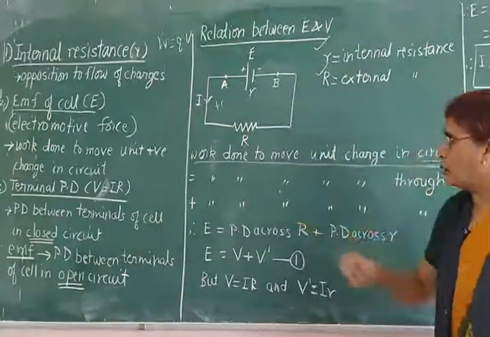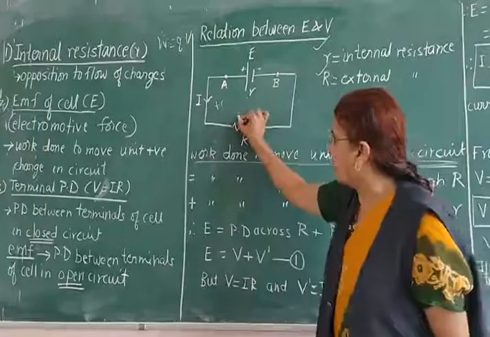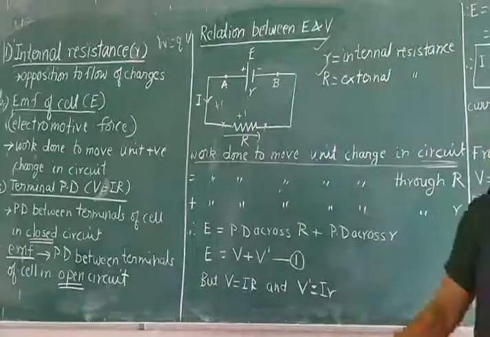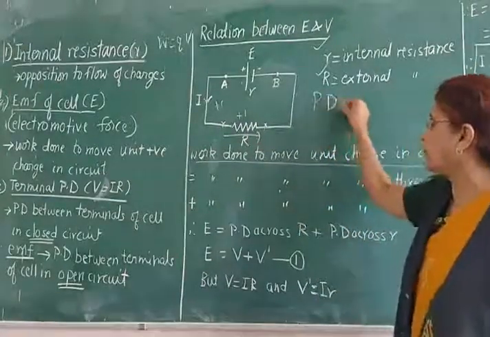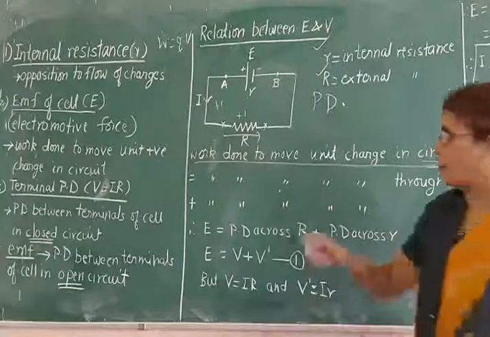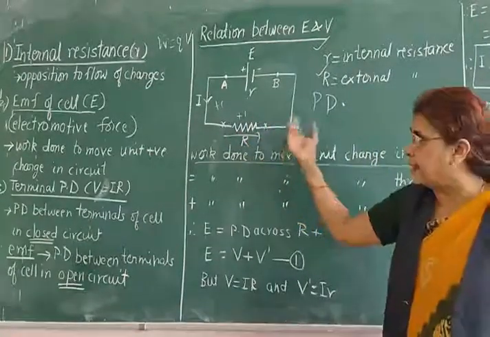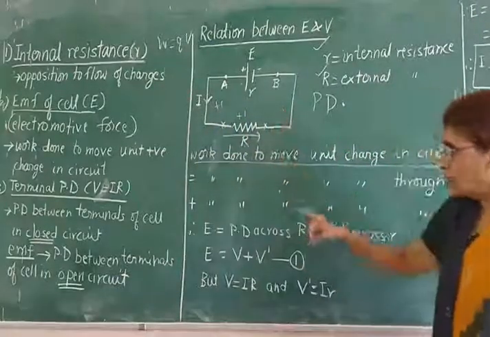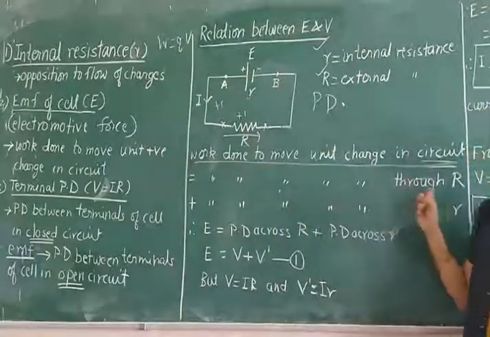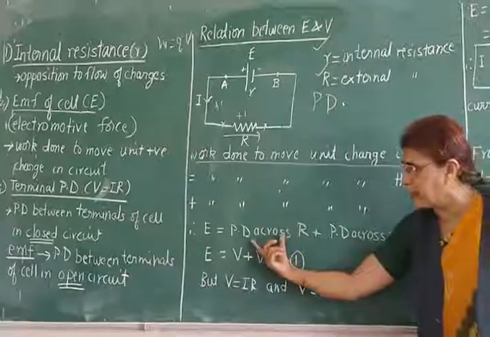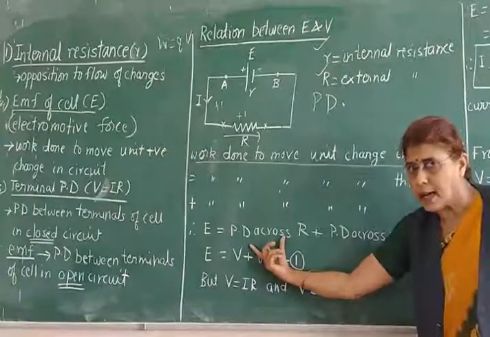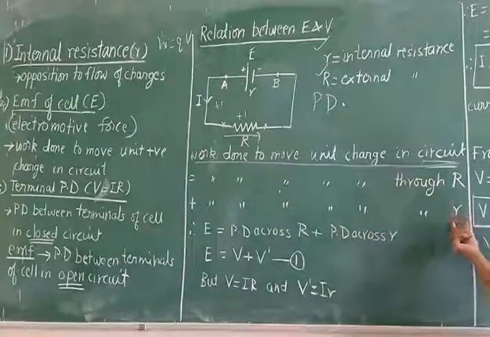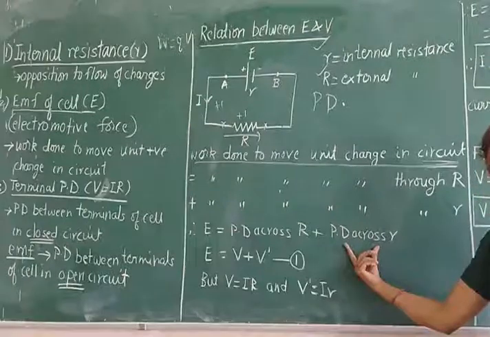Now, work done to move unit charge through R. Suppose plus 1 coulomb of charge you are moving from this point to this point. So by definition, PD, potential difference. What is potential difference? Potential difference between any 2 points is nothing but work done to move plus 1 charge from one point to another. So this work done to move unit charge through capital R will become nothing but potential difference across R. And work done to move unit charge through small r will become potential difference across small r.